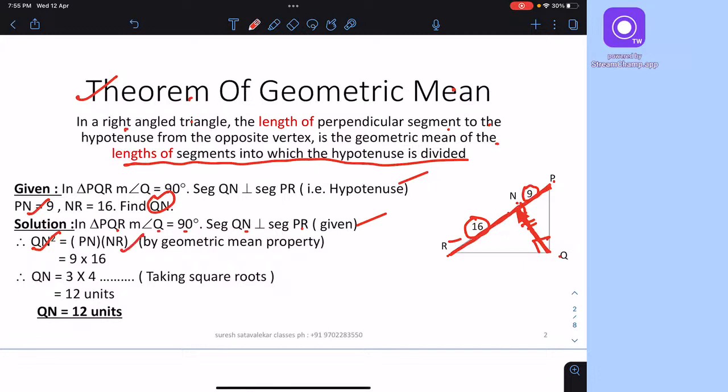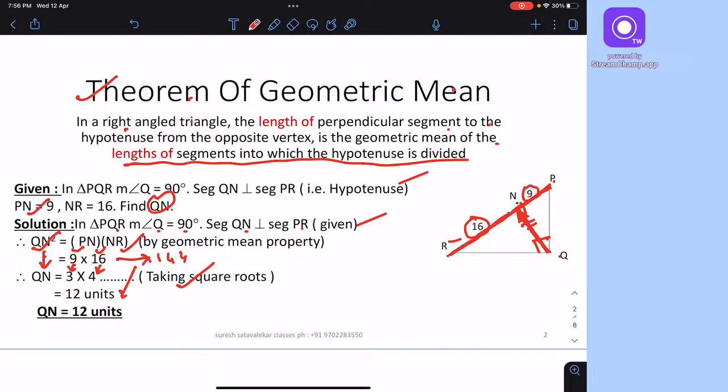Now PN is given as 9, and NR is given as 16. Now if you take square roots of both sides, the square root of QN square is QN, square root of 9 is 3 and square root of 16 is 4. You need not multiply this. Even if you multiply, you are getting the same answer. 16 nines are 144. You may get that 144, and if you take square root, that will also come out to be 12.